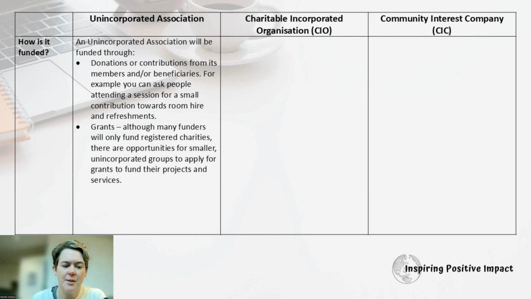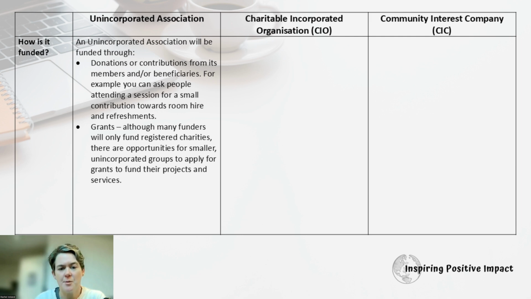Next, how will each of these structures be funded? Well, an unincorporated association will be funded through donations or contributions from its members or beneficiaries. For example, you can ask people attending a session for a small contribution towards room hire and refreshments, and it could be funded through grants.